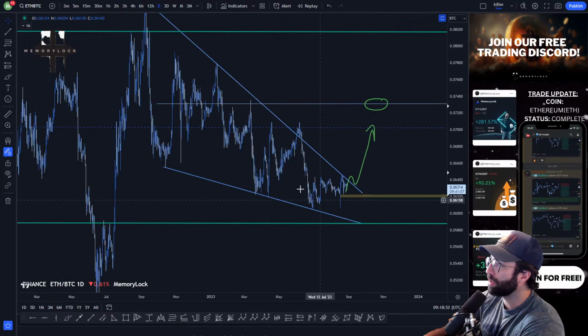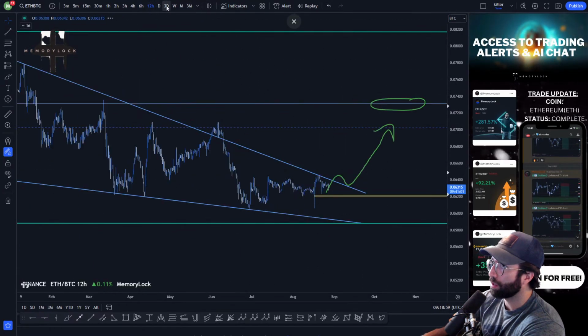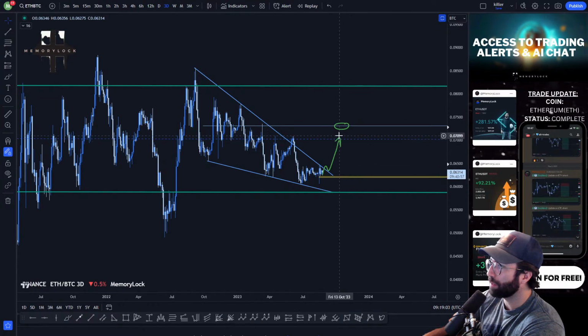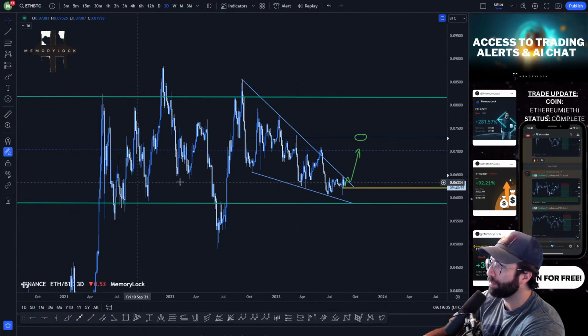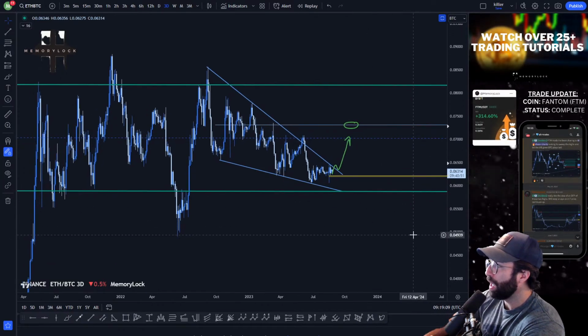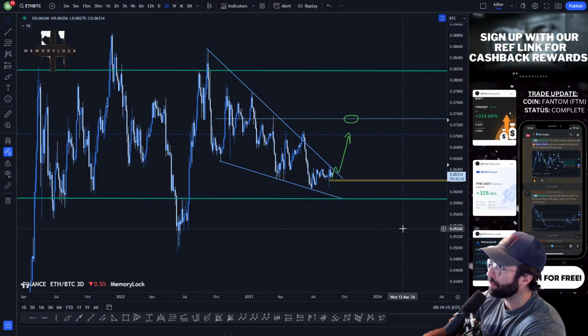And the other thing we have here is this nice descending wedge, a pretty high time frame descending wedge, or falling wedge here. So a breakout of this, we could expect maybe a move back to the midline of this channel on ETH BTC here, which means we could see some strength on Ethereum versus BTC. Again, I see these things on the charts. I can't ignore them. It's really important to pay attention to what the chart is telling you.